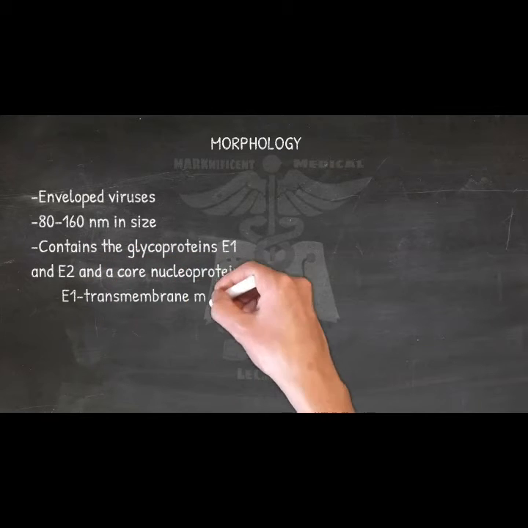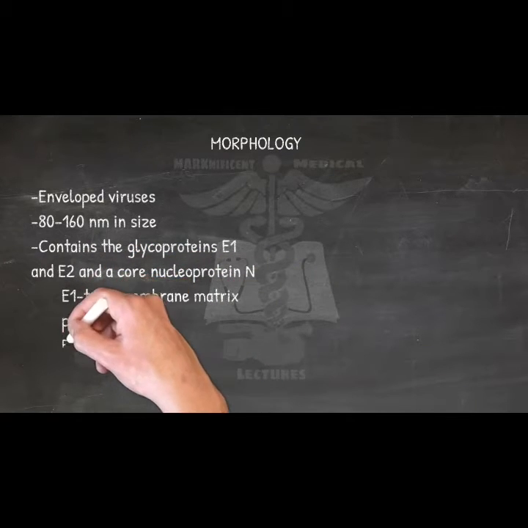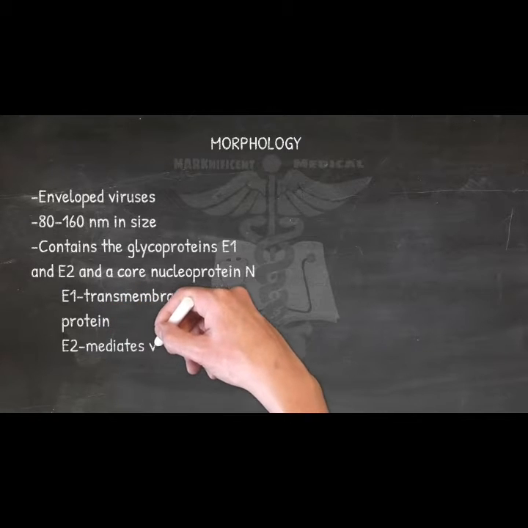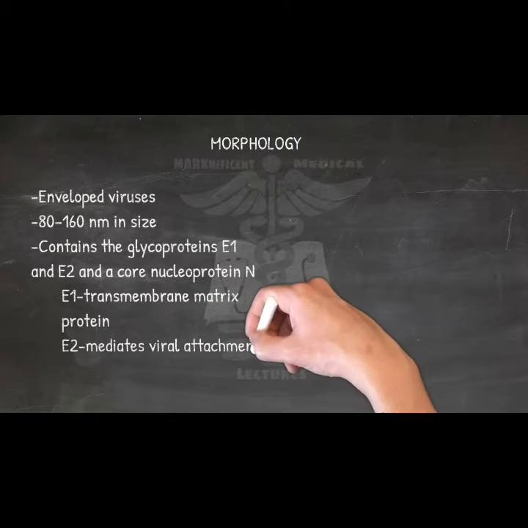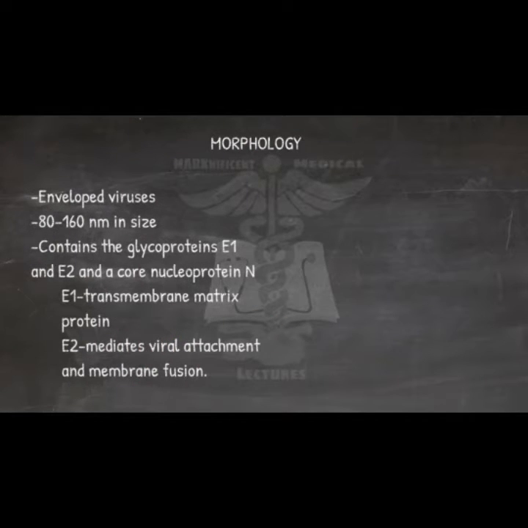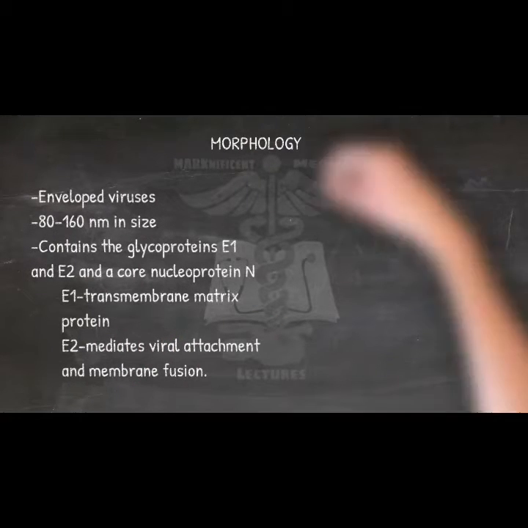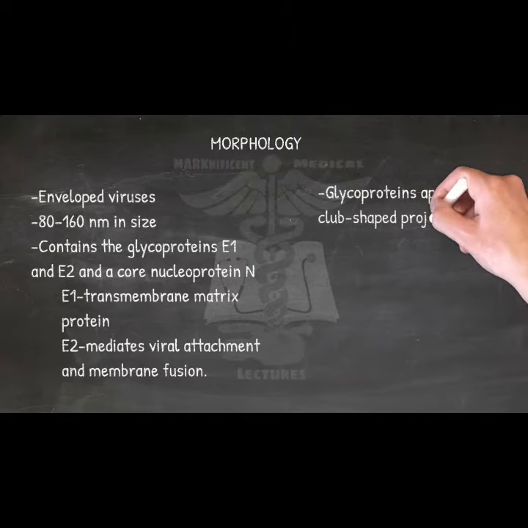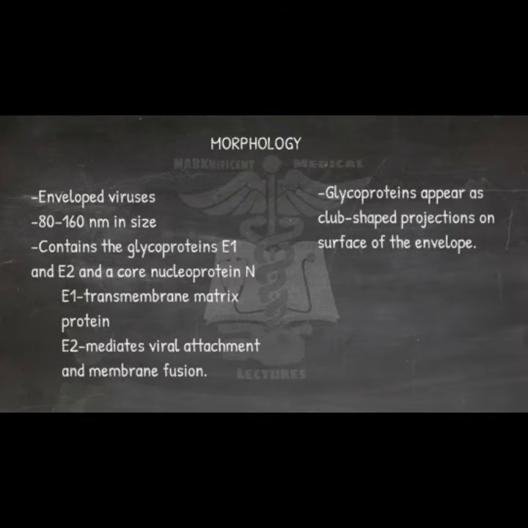E1 glycoprotein is a transmembrane matrix protein. E2 glycoprotein mediates viral attachment and membrane fusion. The glycoproteins appear as club-shaped projections on the surface of the envelope.